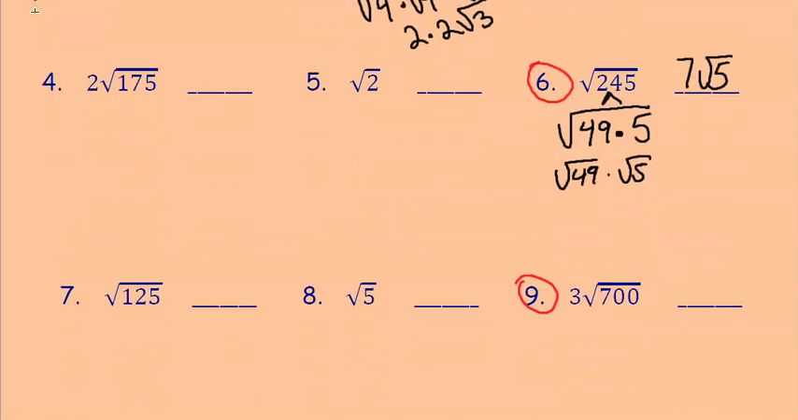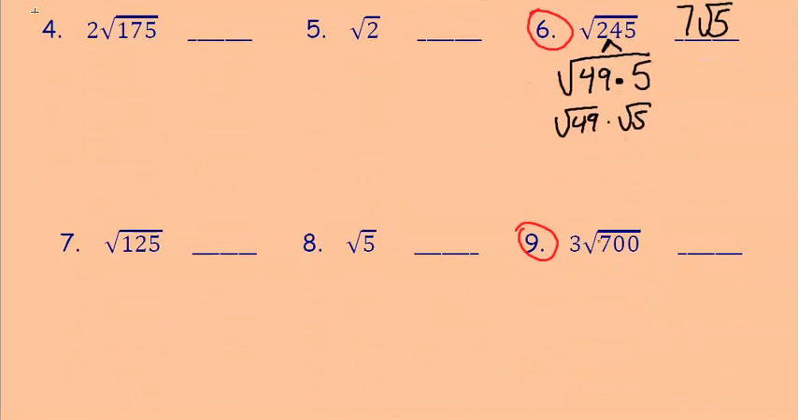Let's look at one more on this page. Number 9. 3 times the square root of 700. Notice we have a number out here already. We're going to multiply that in to our answer at the end. But first, let's simplify the square root.